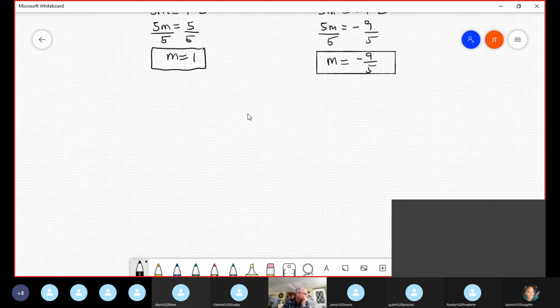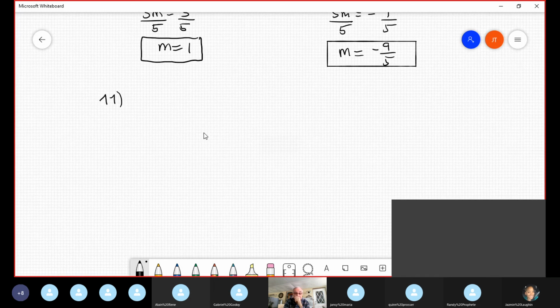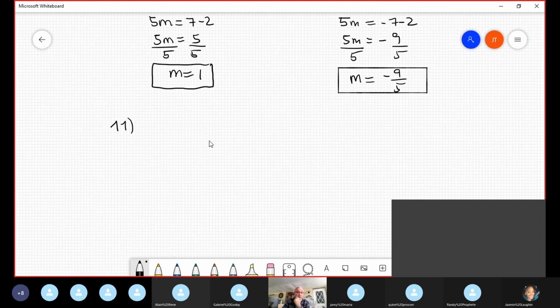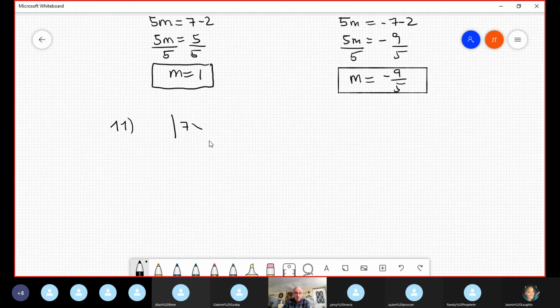Okay, let's do 11 and 12. Number 11, in my opinion, when I teach this class every semester, some people get confused in this part. Look: absolute value of 7x plus 8, less than 20. Immediately you recognize less than or greater than. When it's less than, my answer contains only one interval.